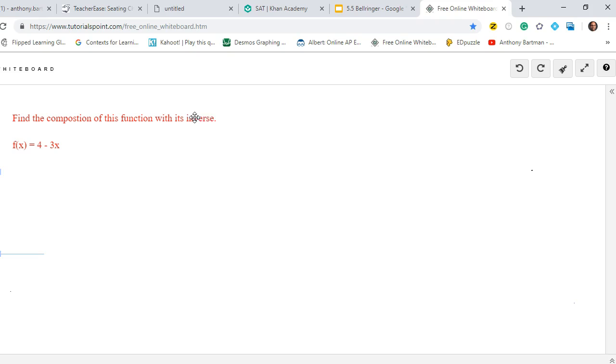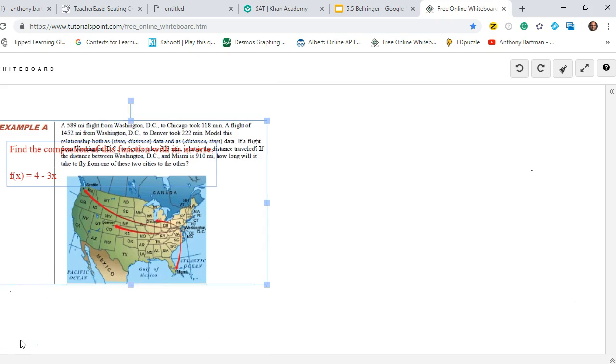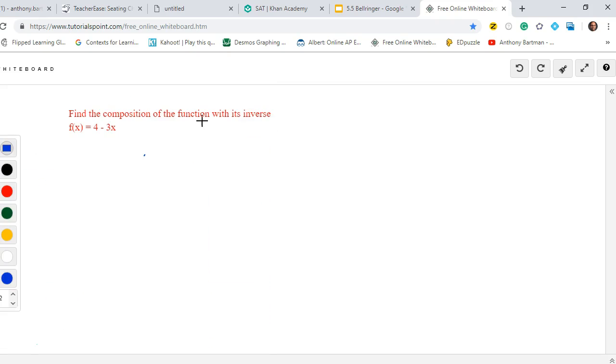Okay, so here is example B. It says, find the composition of this function with its inverse. Okay, so what we are going to do is, let's see if we can now write. It's not wanting me to do that. Maybe it wants me to do a different color. Maybe we have to move this over. What's going on here? All right, so find the composition of the function with its inverse.